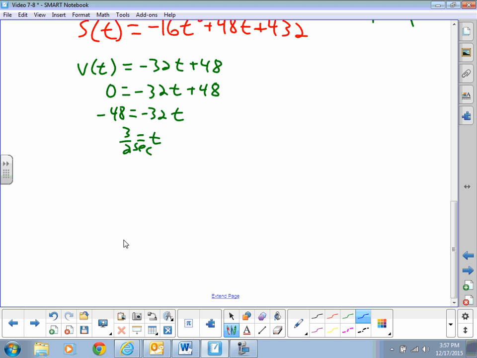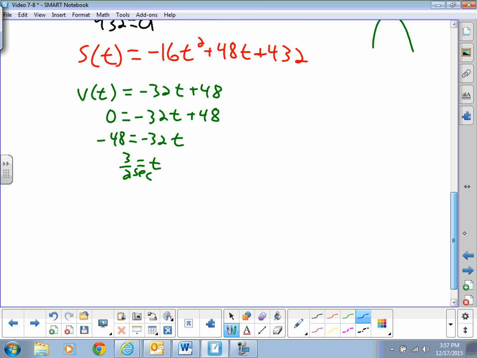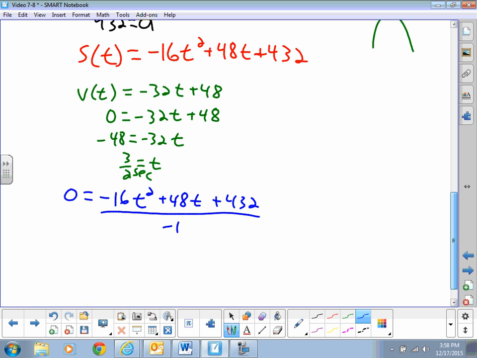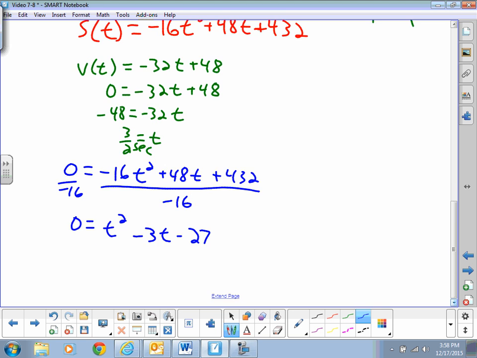The third part we wanted is we want to know when it hit the ground. Well, it will hit the ground when the height is 0. That's our position is 0. So we'll then do 0 equals negative 16t squared plus 48t plus 432. All of these are divisible by 16. So we're actually going to divide everything by negative 16. So that'll be 0 equals t squared minus 3t minus 27. And now this is something that's a bit more manageable.